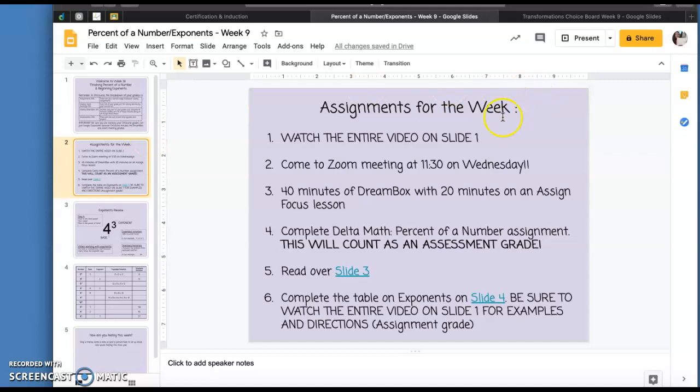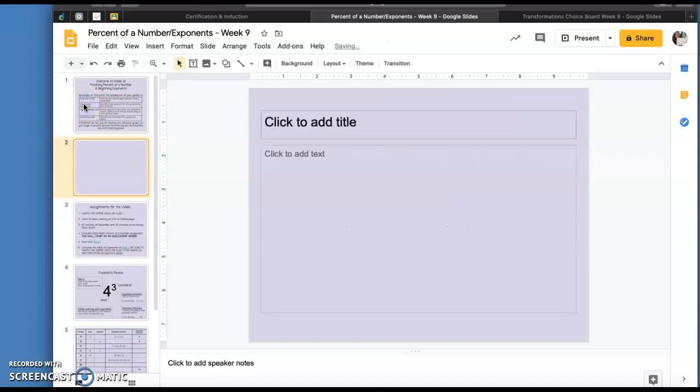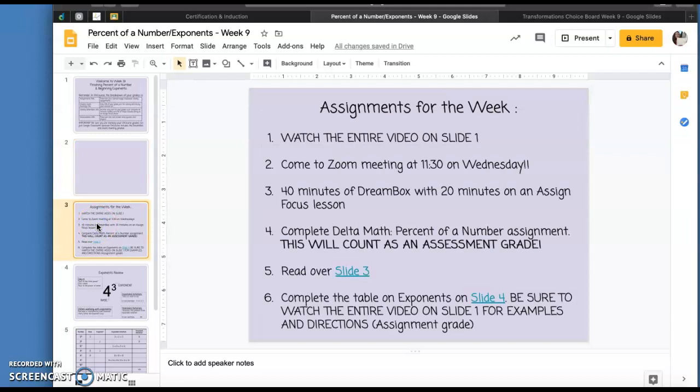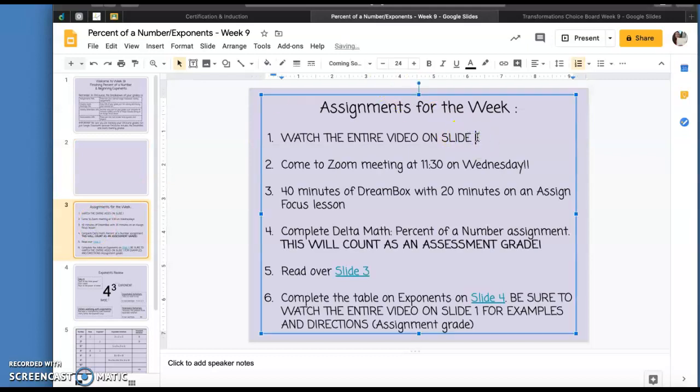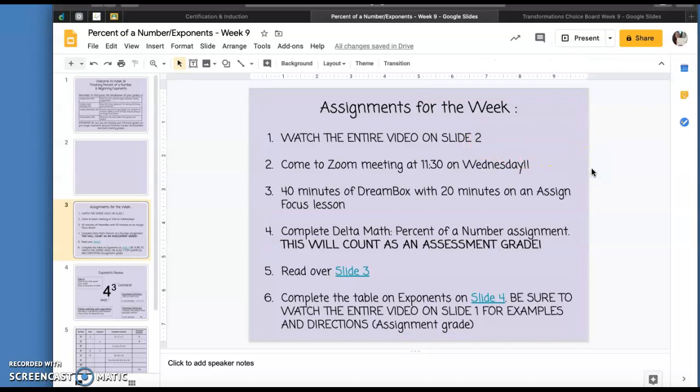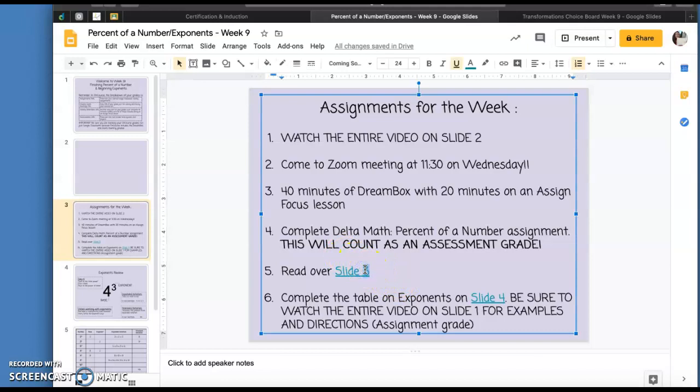This is what we're going to do this week. You're going to watch the entire video on slide 1. That's going to be slide 2. So I'm going to be putting this video on slide 2, and you need to watch the whole thing. Come to our Zoom meeting at 11:30 on Wednesday. 40 minutes of Dreambox with 20 minutes on an assigned focus lesson. Complete the Delta Math assignment, percent of a number. This is going to count as an assessment grade. Read over slide 4, because I just changed that, and complete the table on exponents on slide 5.